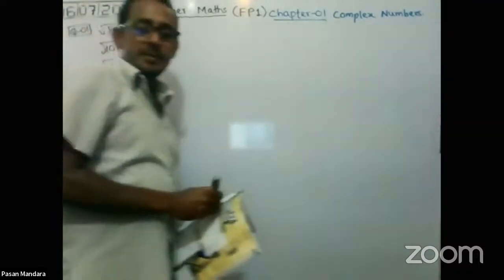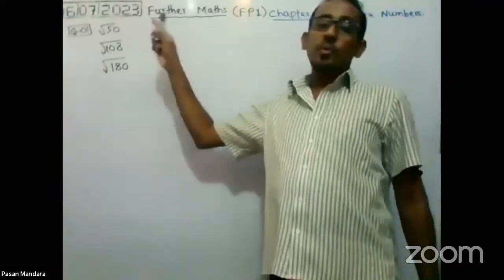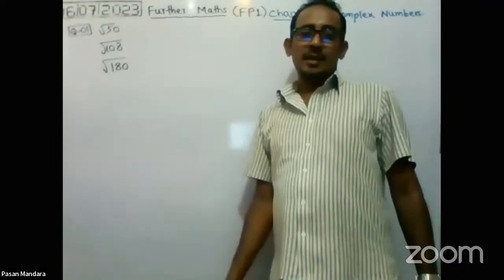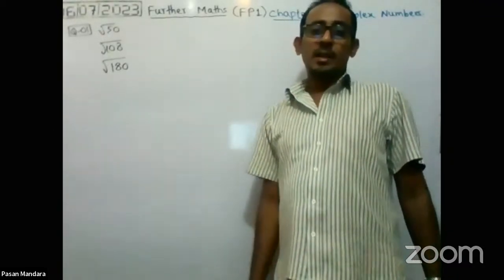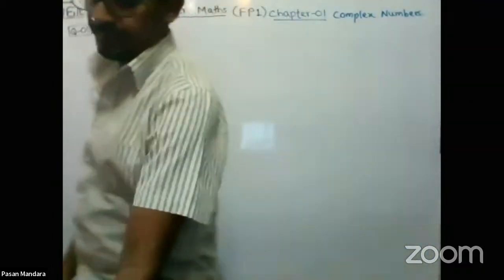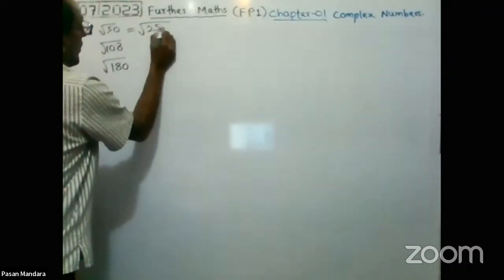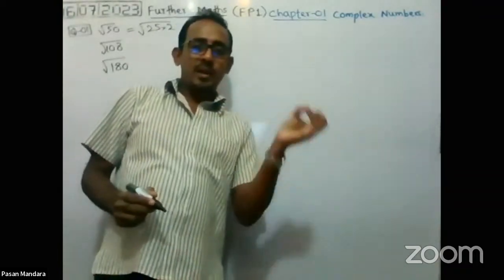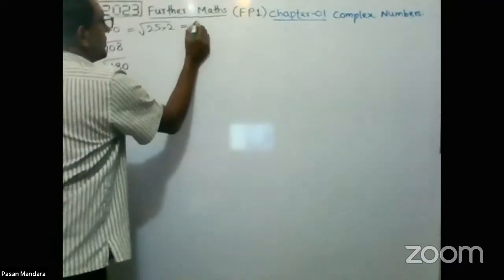So what you have to do is, you pick the greatest square number inside that. Now inside 50, the greatest square number is 25. So 25 into 2. Because we found the greatest square number, you can take it out, 25 becomes 5. So the final answer is 5 root 2.